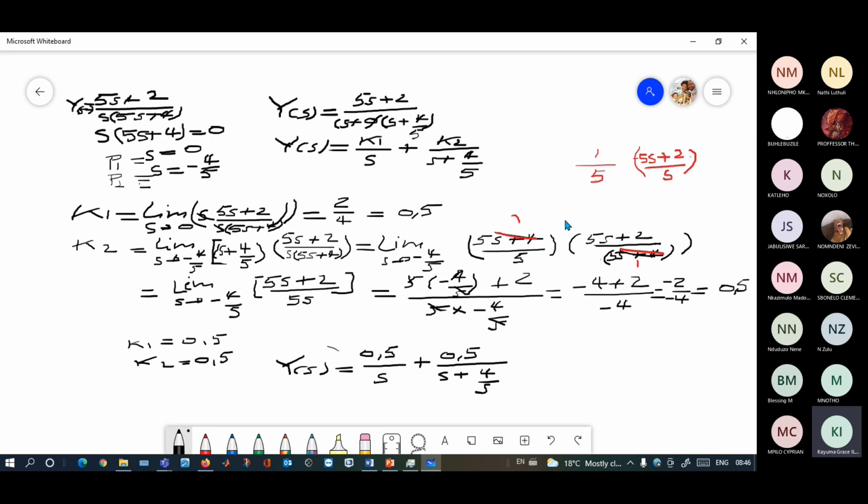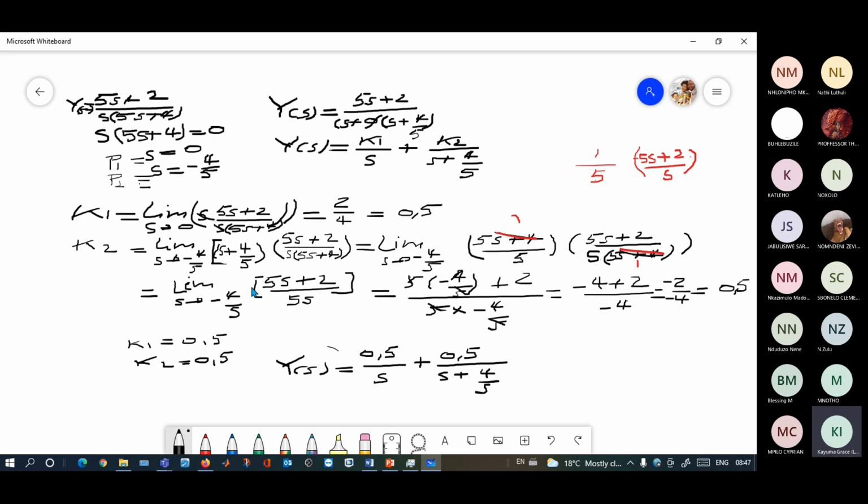Okay. So that one is s, so it's going to be times this s here. This is going to be f, this one. Then 1 times 5 plus 2 is going to give you 5 plus 2, and 5 times s is going to give you 5s.